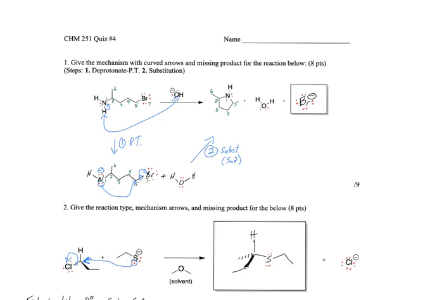Quiz 4 key. Mechanism of curved arrows, missing product.